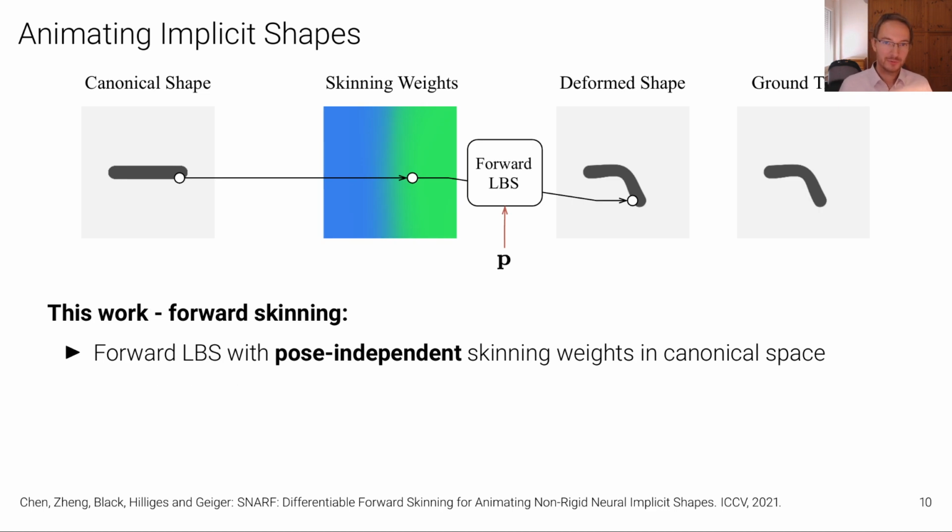In this work, we are proposing a solution to this problem, and the solution is simple. We are just modeling the forward skinning. We are having a forward linear blend skinning model where the skinning weights are now defined in canonical space. Of course, this is not what we want. Because we have observations in pose space, we cannot directly use this model to get the correspondences in the canonical space. But from a modeling perspective, it's much easier because now the skinning weights are not pose-dependent anymore because they are defined in canonical space.